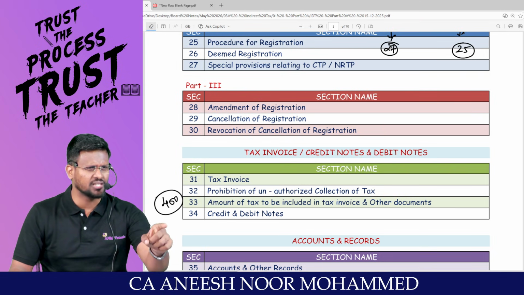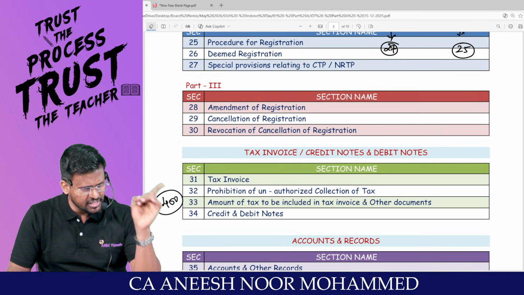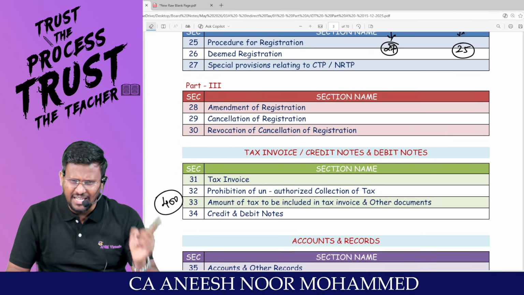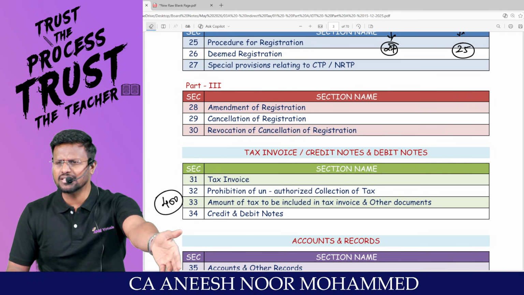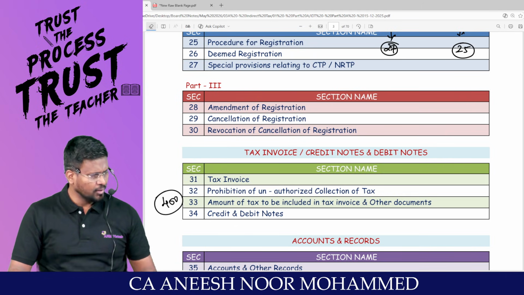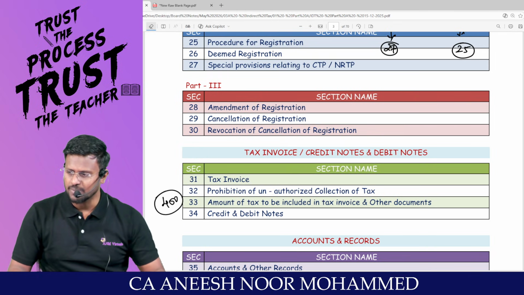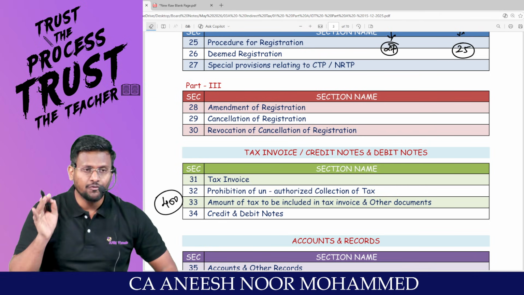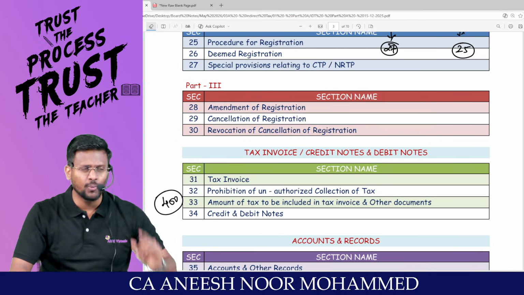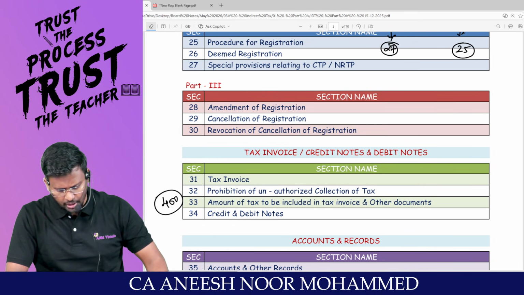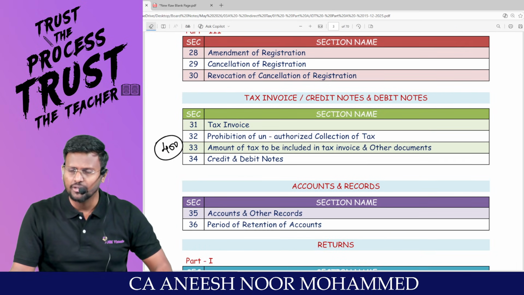Are you a registered person? Are you supplying goods or services or both? Is that supply a taxable supply? Raise the tax invoice under Section 31. When you are raising the tax invoice, don't raise it as per your wish. Please raise it as per the terms and conditions of the Act. If you are raising it as per your wish, you will fall under Section 32. What is Section 32? Prohibition of unauthorized collection of tax.